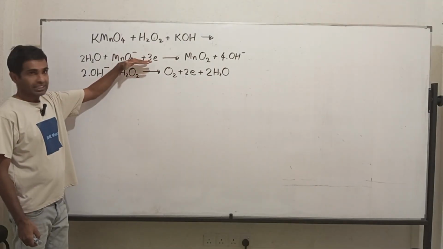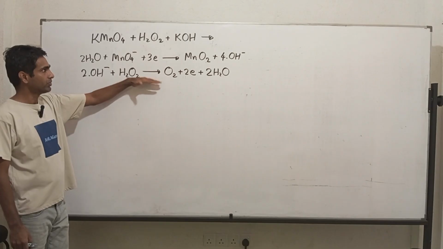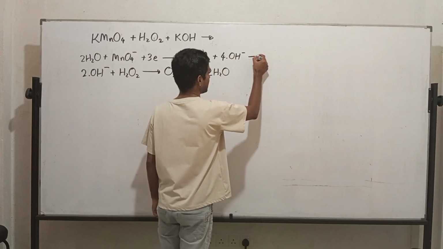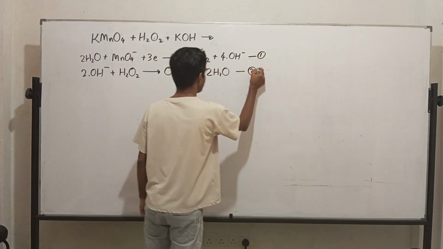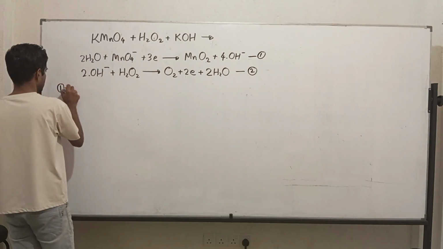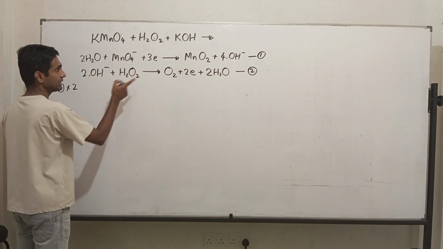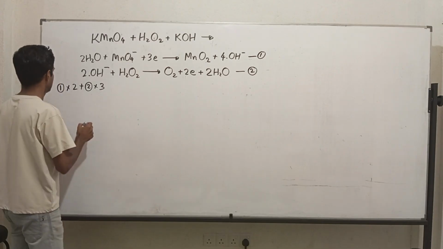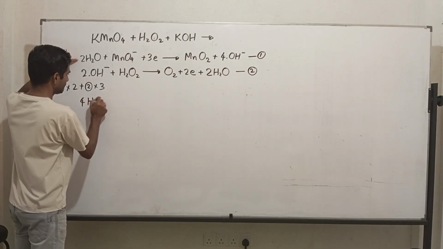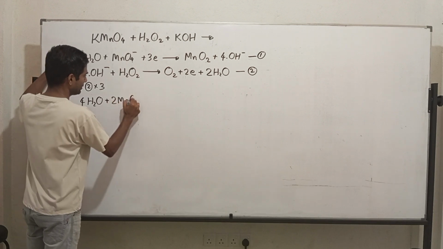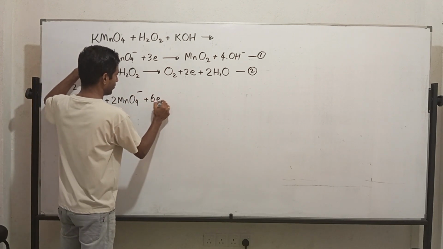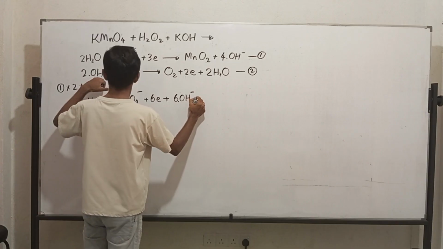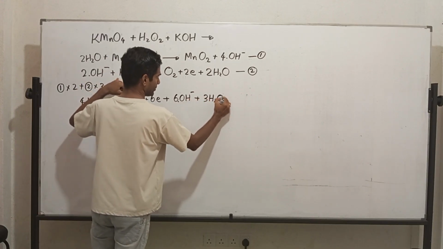Then we need to add the reduction reaction and oxidation reaction. Before that, we need to match the number of electrons. Therefore, we can multiply the reduction reaction by 2, the oxidation reaction by 3. Then add those results. 4 water molecules, 2 permanganate ions, 6 electrons, 6 hydroxide ions, 3 hydrogen peroxide molecules.